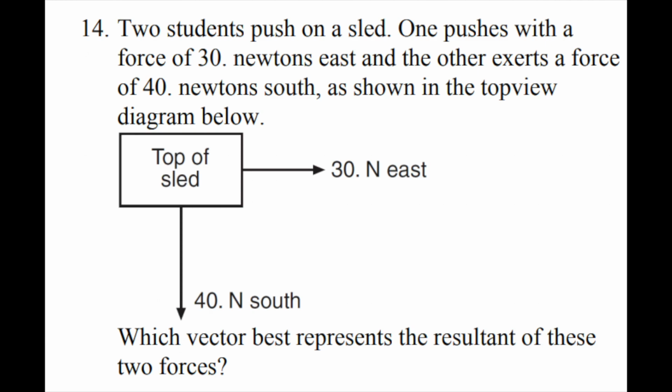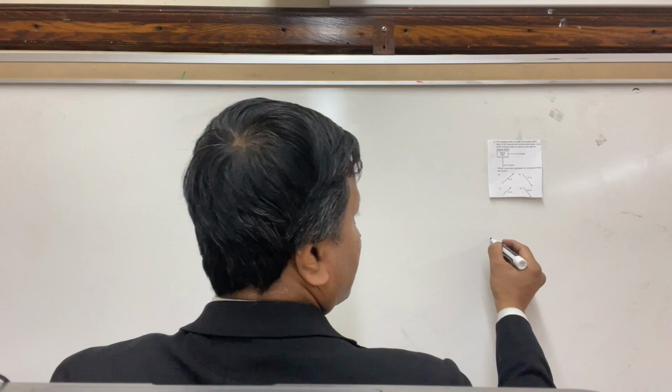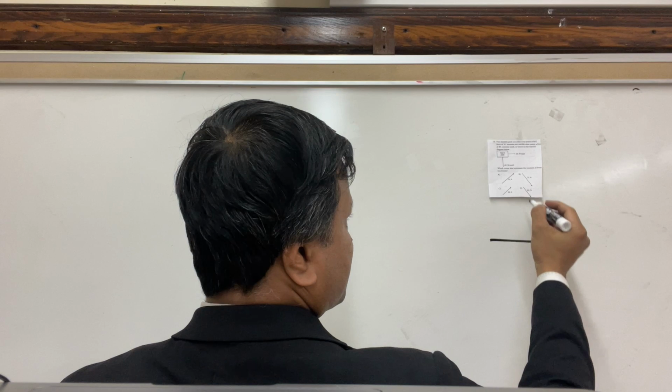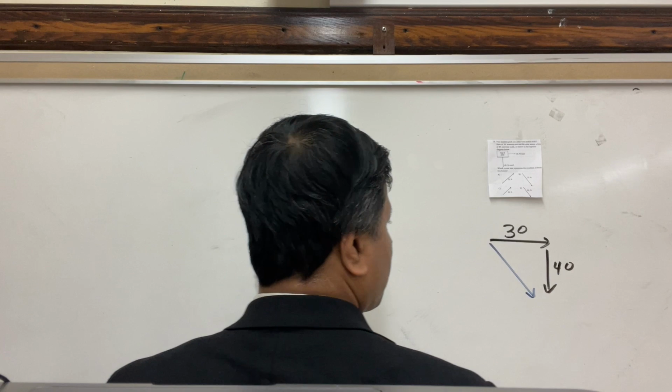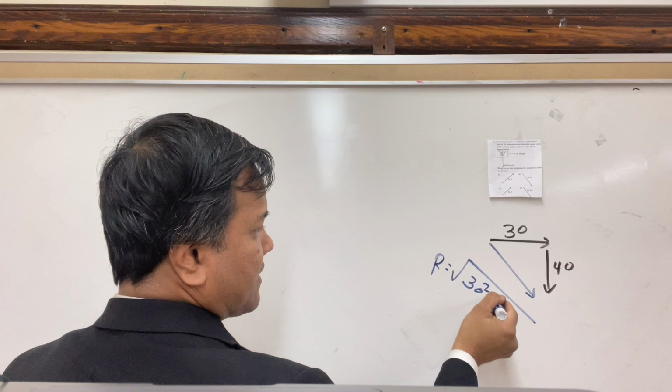On 14, to the right, this is 30, and to the south, that is 40. We want to know the direction of the resultant. This is the direction of the resultant. We also want to know the magnitude. So the magnitude would be the square root of 30 squared plus 40 squared, and that would be 50 Newton.